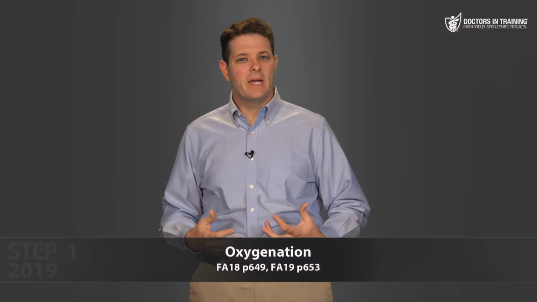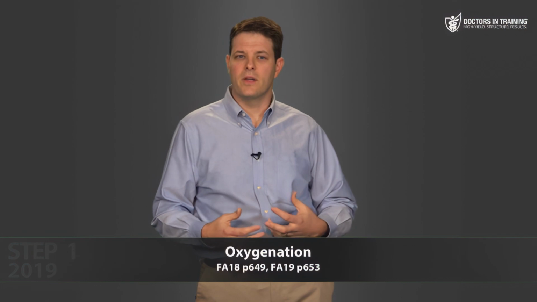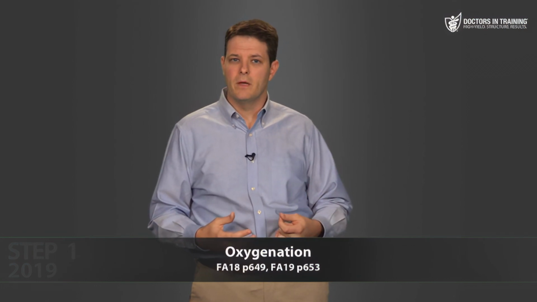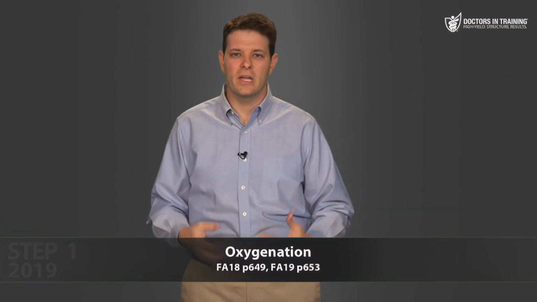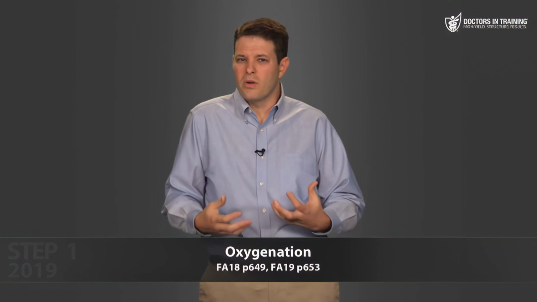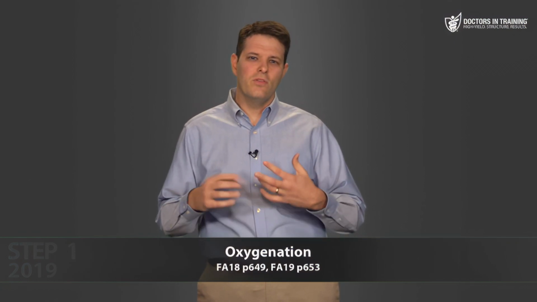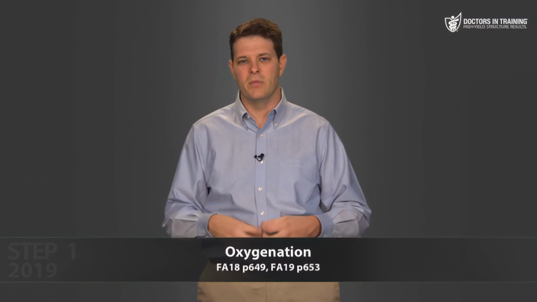Now you can estimate O2 saturation with a pulse ox, and you can measure the dissolved oxygen with an arterial blood gas, or ABG. But you can't really measure the hemoglobin binding capacity. You have to calculate it based on the amount of hemoglobin the patient has. This isn't really something that's important to be able to do for your exam, so let's just move on and talk about how diseases like anemia and COPD affect the amount of oxygen in the blood.